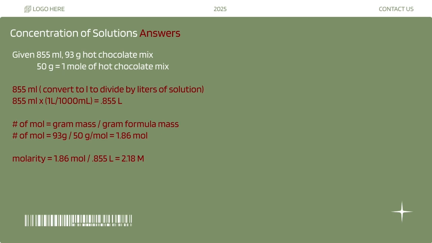And then the number of moles is the given mass divided by gram formula mass. So that is our 93 grams divided by 50 grams per mole, which is equal to 1.86 moles. Then molarity is equal to 1.86 moles divided by 0.855 liters equals 2.18 M.